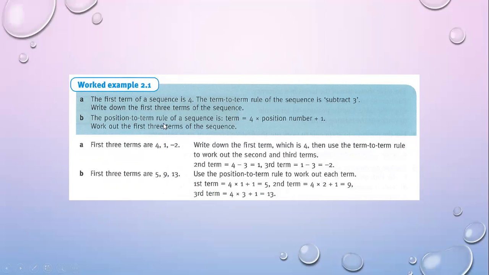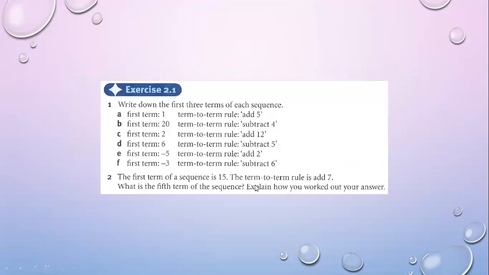What is the position-to-term rule? It is given to us. When you put 1, it's 4 multiplied by 1, which is 4, plus 1, which is 5. So the result is 5. The second one is 9: when I put 2, 2 multiplied by 4 is 8, 8 plus 1 is 9. And when I put 3, the answer is 13. Like that you solve all of these. These are two different parts.